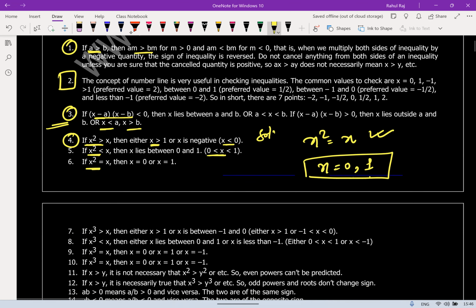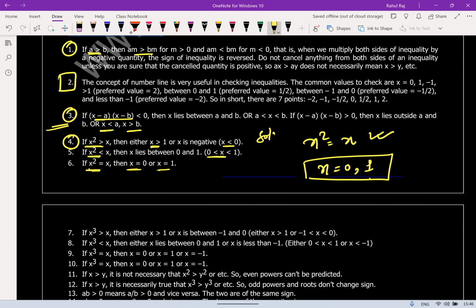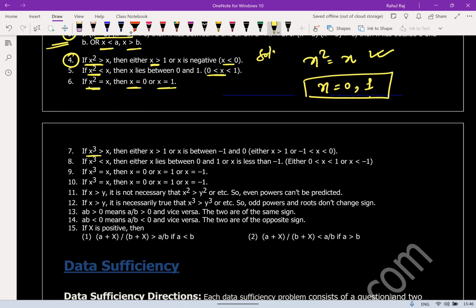So simple. X square is equal to X can be either 0 or 1. Except for 0 and 1, there does not exist any value in the number system for which X square will be equal to X. So these are the two solutions of X square is equal to X. X cube greater than X: I've told you either X can be greater than 1 or X can lie between 0 and 1. X cube less than X.